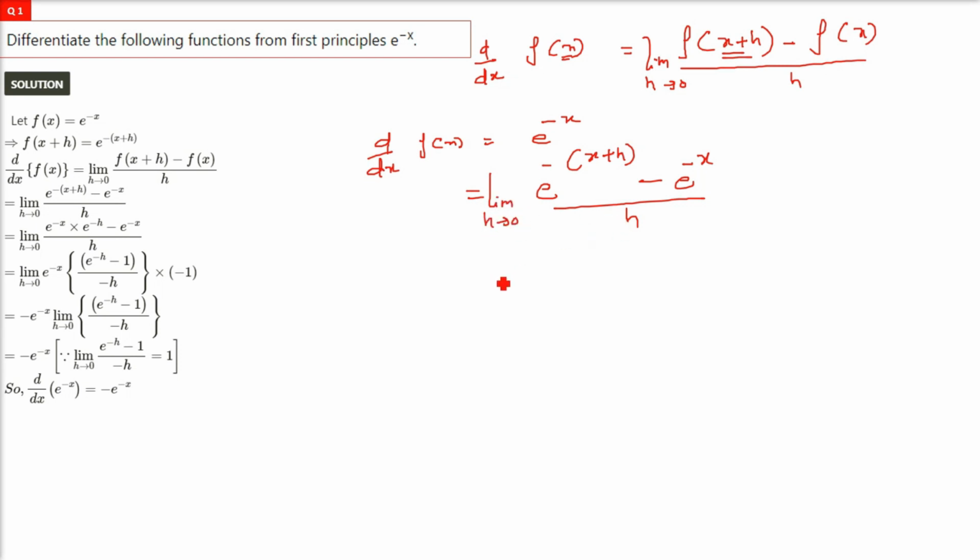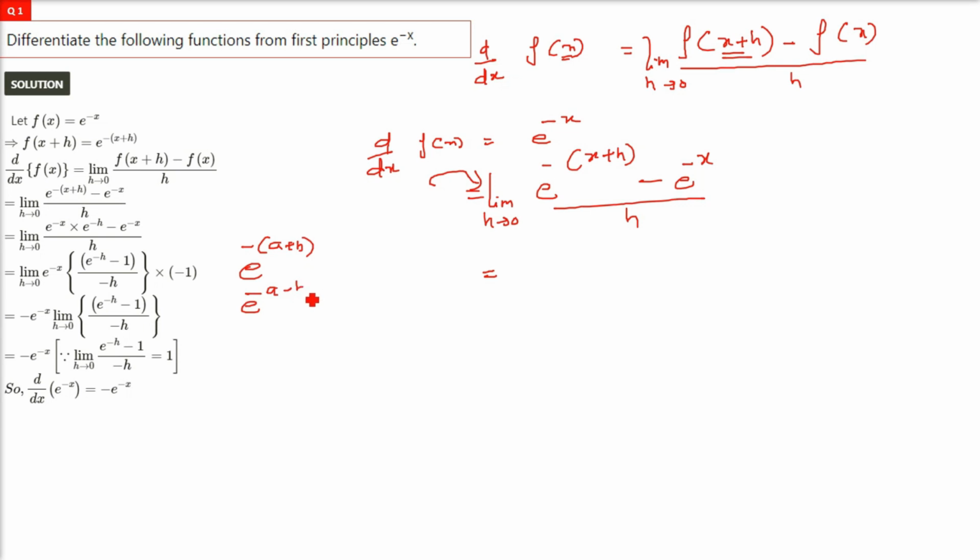Now how to solve this? This limit h tends to 0 and division by h, I will skip some time, but you have to understand that on the left, the answer I always give is because I want you to know how to write in the examination, because the marks are not only for solving but for how you have solved it. That is how the examination needs it.